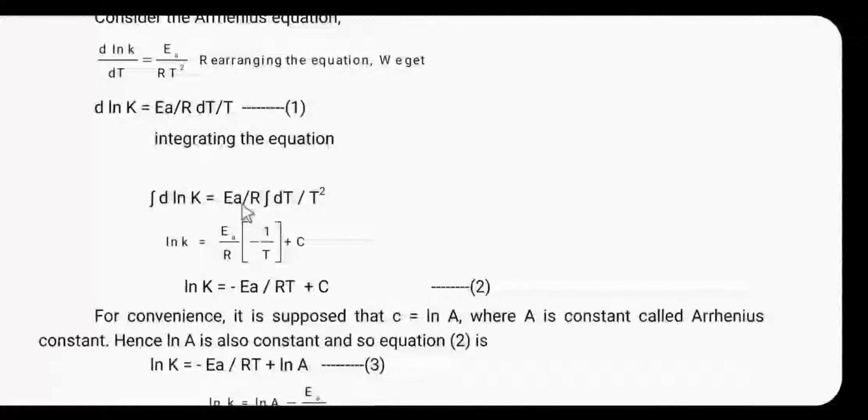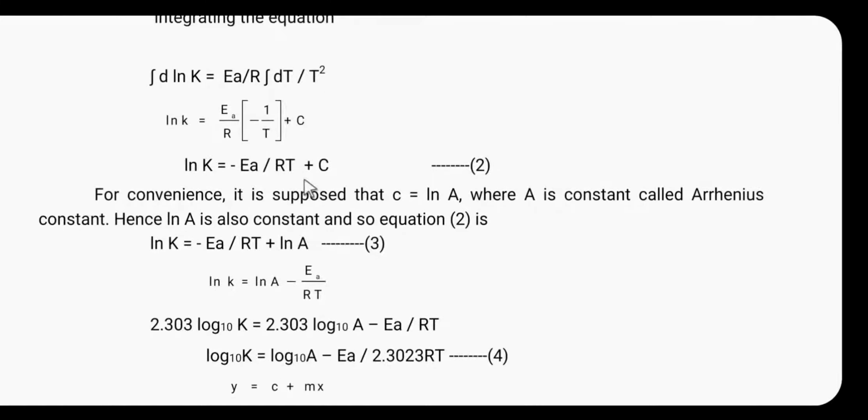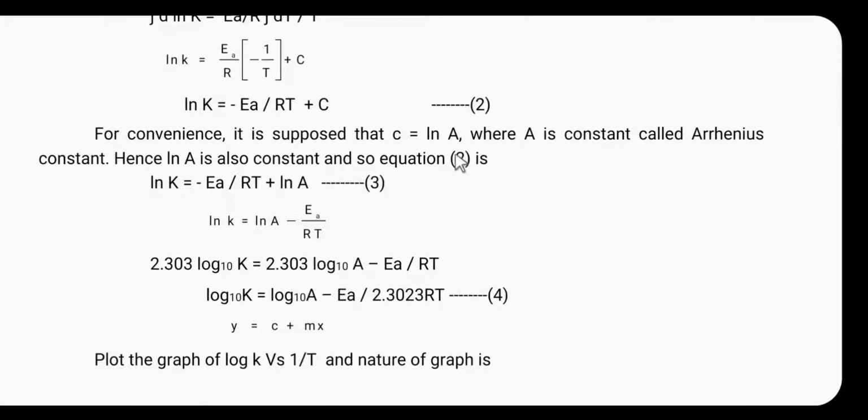Ea, the energy of activation, is independent of temperature, that's why it is considered a constant. R is also constant. So Ea upon R is a constant term, that's why it is written outside the integral sign. So Ea upon R, integration of dT upon T square. Integration of d ln k is ln k, is equal to Ea upon R, and integration of dT upon T square is minus 1 upon T. So in bracket minus 1 upon T plus c, where c is the constant of integration. Again this equation can be written as ln k is equal to minus Ea by RT plus c. This is equation number 2.